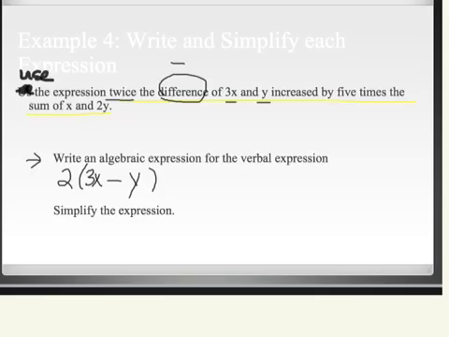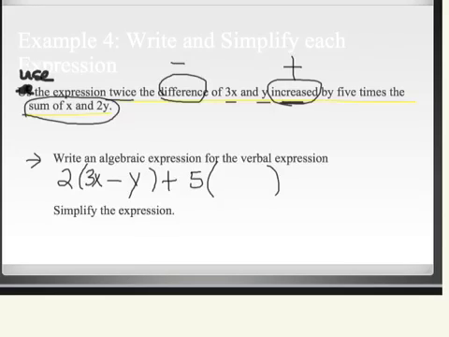And now it's increased. What does increased mean? Yes, yes, children, quiet down. It means plus or to add. So we're going to increase it by what? 5 times something. 5 times the sum of x and 2y. So I'm increasing it by 5 times something. What's that something? The sum. Sum means addition. I know you know that. x and 2y. Look it over. Feel comfortable. Because now we're going to simplify.